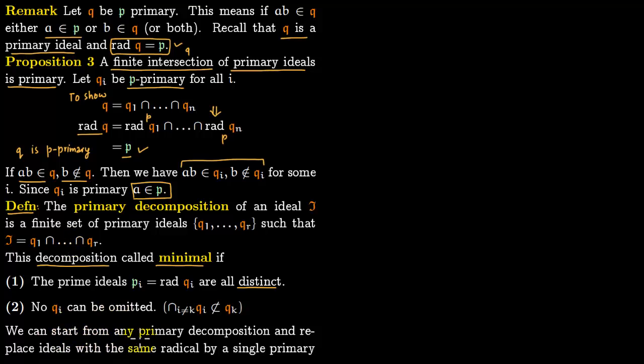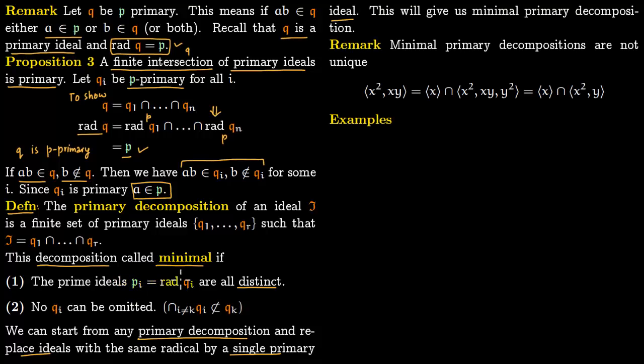So we can start from any primary decomposition and replace some ideals which might be repeating or have the same radical by a single primary ideal. So if there are two ideals which have the same underlying prime ideal as their radical, you can replace those two with a single one of them, and this will give us the minimal primary decomposition. An important remark is that this minimal primary decomposition is not unique. So these minimal primary decompositions of ideals are not unique.